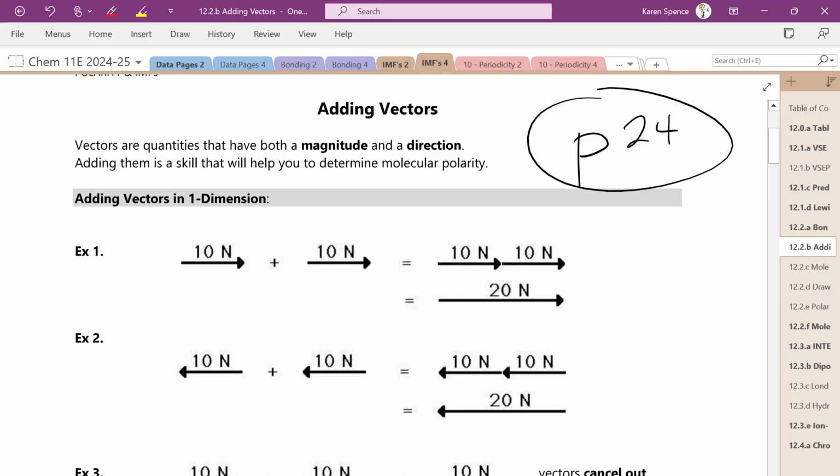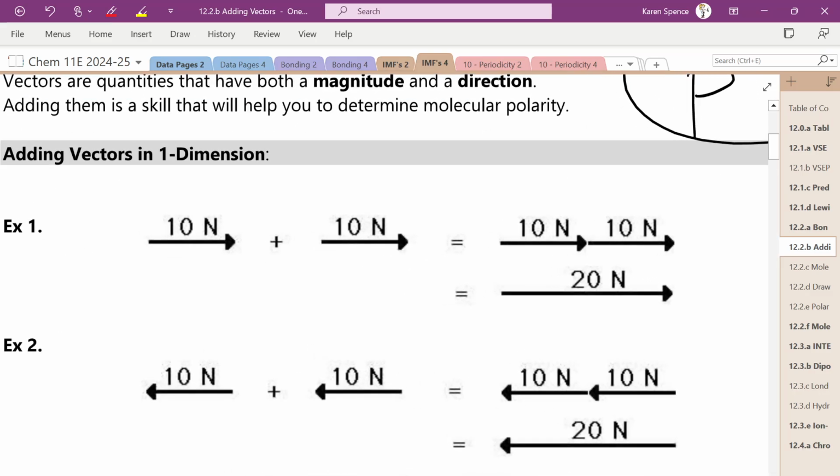So how many people have done vectors in physics? Okay, so you don't know all about it. These are just easy ones. There's nothing particularly difficult about it. Basically, what it comes down to is often vectors are used in terms of forces. So if you have a 10 Newton force pushing to the right and another 10 Newton force pushing to the right, the net force is 10 to the right and 10 to the right, which equals 20 to the right.